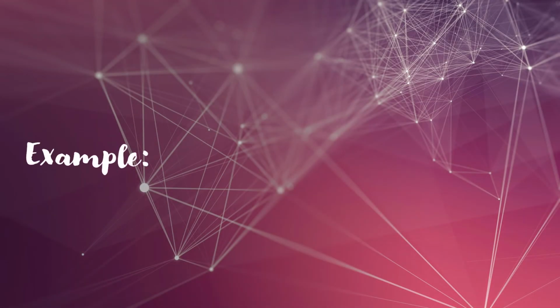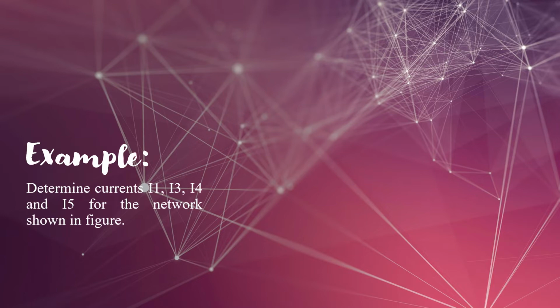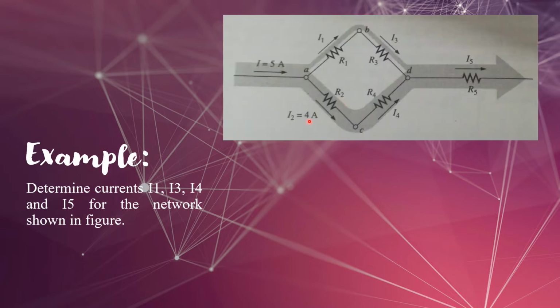Now let us take an example to understand the Kirchhoff current law. Determine currents I1, I3, I4 and I5 for the network given in the figure. So this is the network, and we have to find the values of I1, I3, I4 and I5. From the figure we see that A is a node, B is a node, C is a node and D is a node. First we apply Kirchhoff current law at node A. You will see that the current entering the node is 5 ampere, the current leaving the node is 2 ampere, and the other current leaving the node is I1.